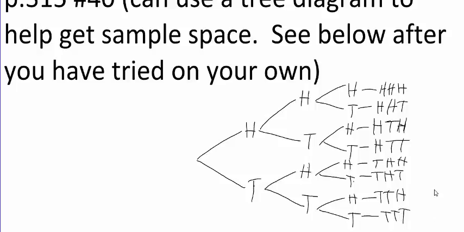And then you can ask some additional questions like, what's the probability that you get 2 heads out of the 3 flips? So we've got 1, 2, 3 ways to get 2 heads out of 8. So the probability would be 3 over 8.